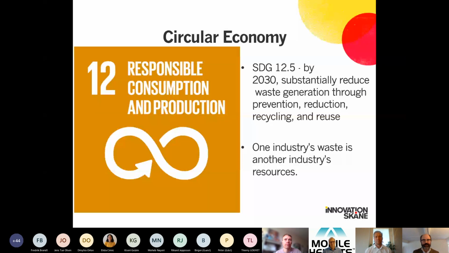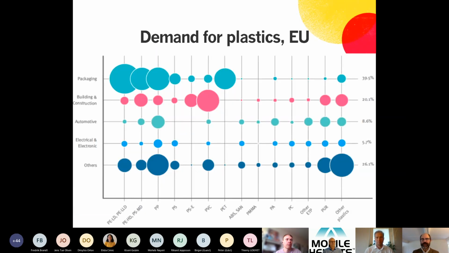I just want to first briefly touch on the circular economy. Basically what it means is just that one industry's waste is another industry's resource. Because in the end, there is no such thing as waste. It's all material, but it's in the wrong form or just in the wrong place. And I just wanted to show it here with plastics. Carl, I think you had something about packaging.